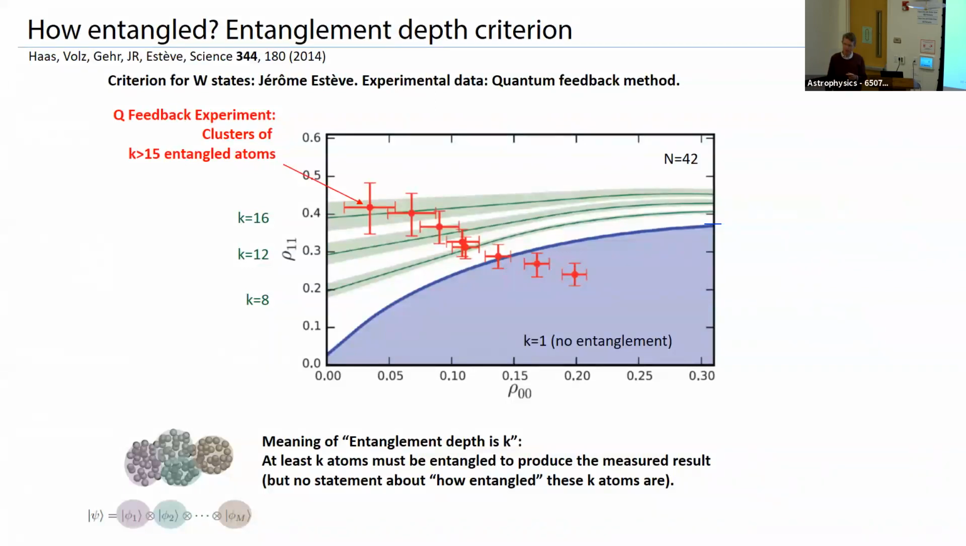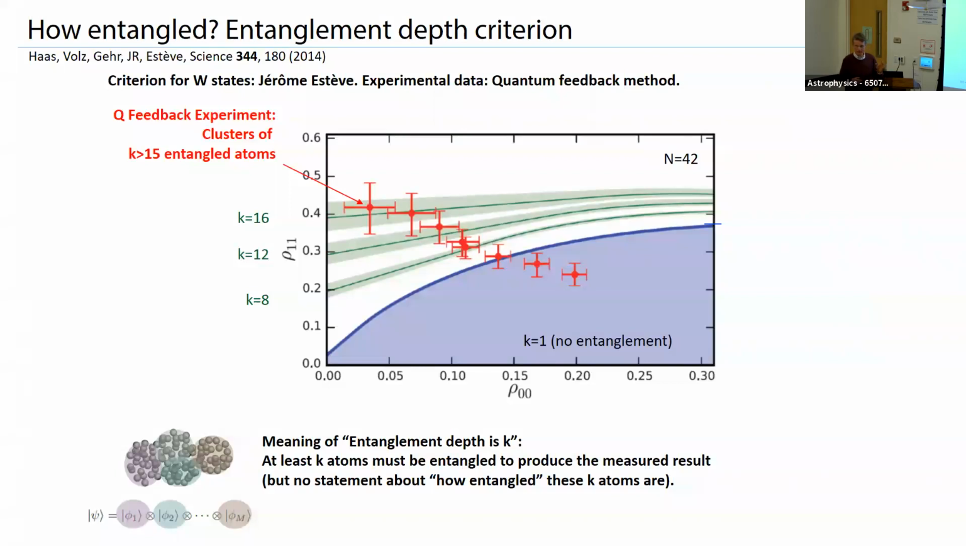And so what we did was to adapt an idea that had originally been developed for squeezed states. It's a concept of entanglement depth. Entanglement depth is the answer to the question of, you get an experimental result, you have n particles, how many of these n particles need to be entangled in order to produce this experimental result that you're seeing? What's the minimum number of entangled particles that you need in order to reproduce your experimental data?